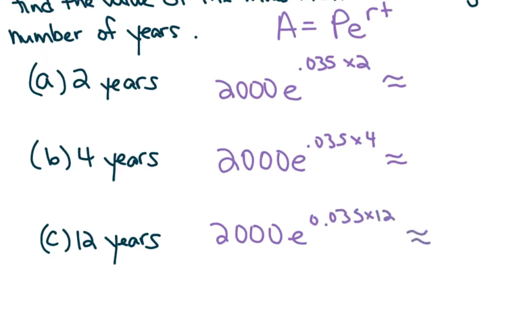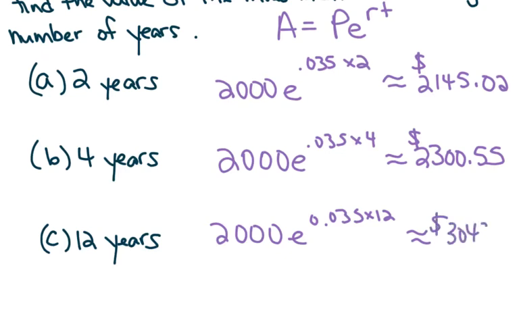After 2 years, we'll have $2,145.02. After 4 years, we will have $2,355. And after 12 years, we'll have $3,043.92.